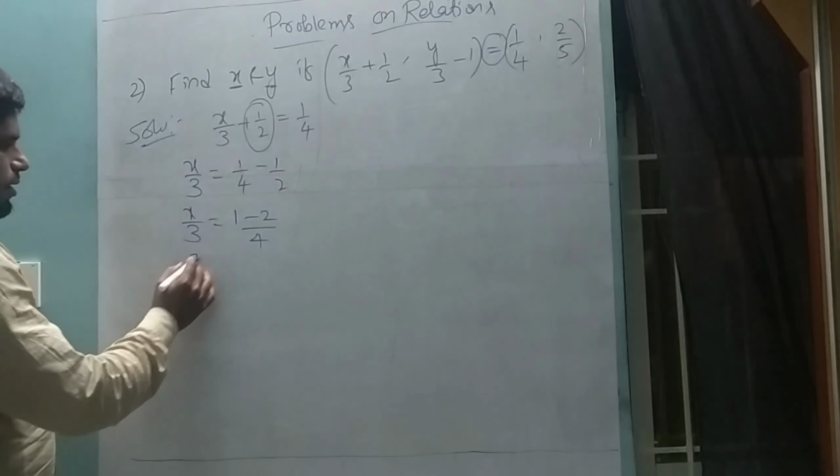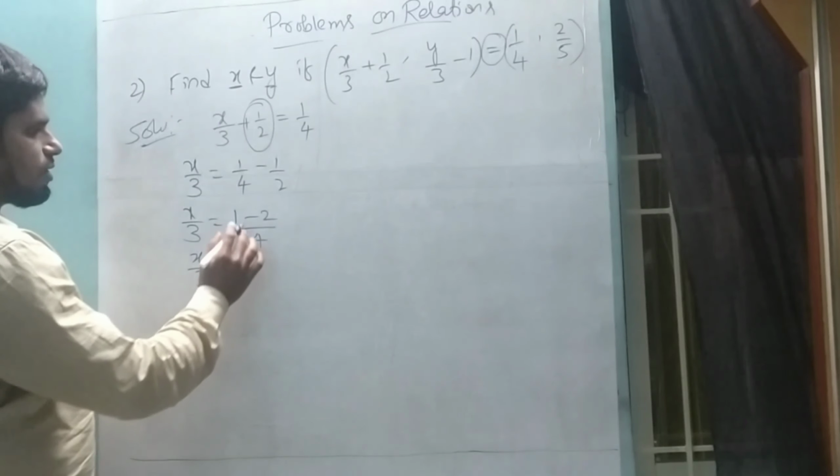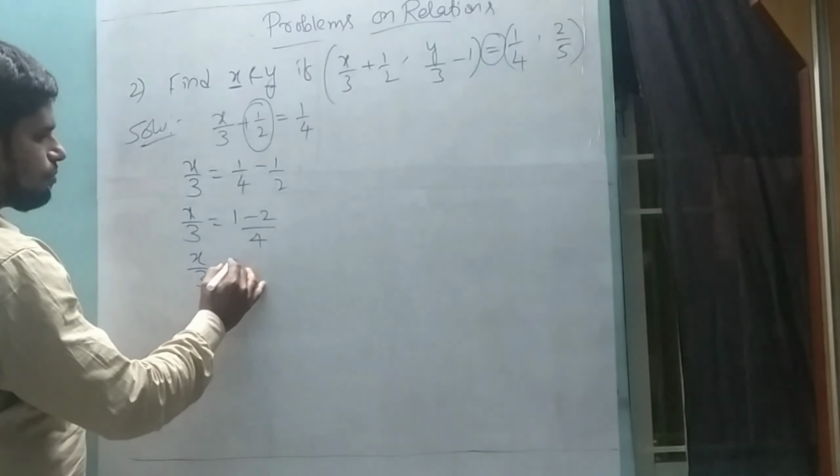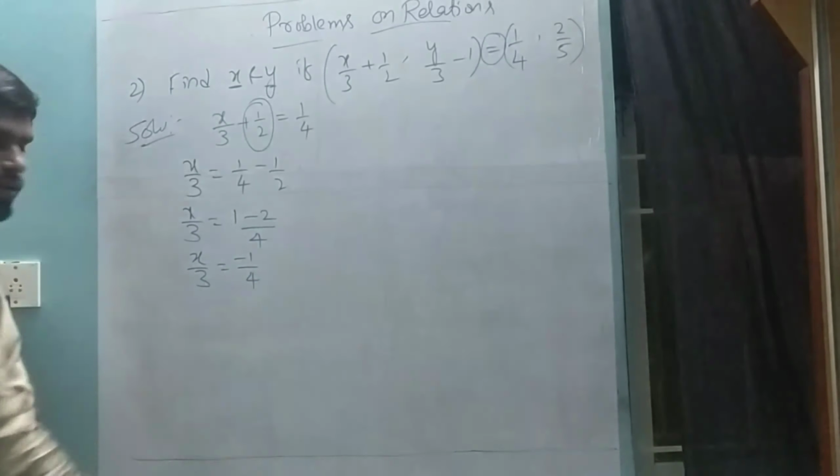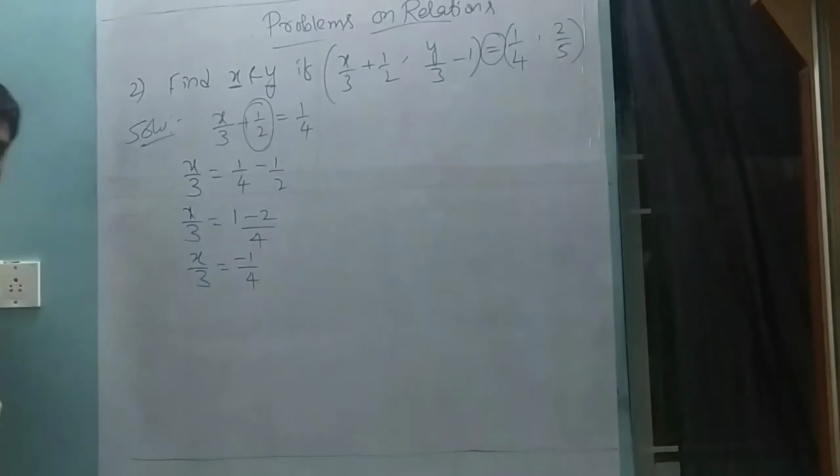So next is x by 3, that should be equals to 1 minus 2 minus 1 divided by 4. If I do this 3 cross multiplied to this side, I will get x is equals to minus 3 by 4. This is the value of x.